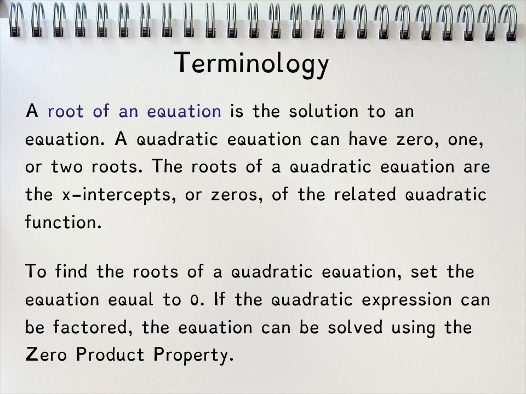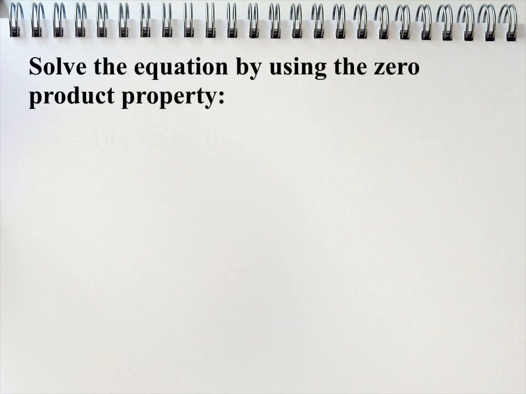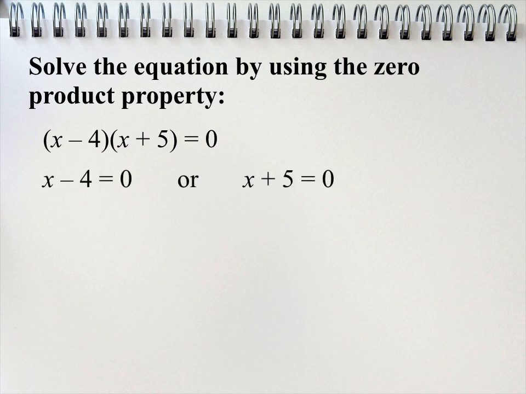If the quadratic equation can be factored, the equation can be solved using the zero product property. Let's get some practice. Here, solve this equation by using the zero product property. So you can see that the equation is in factored form. In order for the product of an expression to equal 0, either one of the factors equals 0, or the other factor equals 0, or they both equal 0, right?